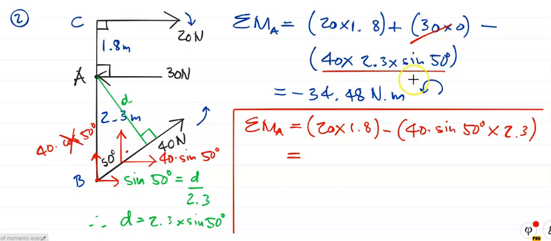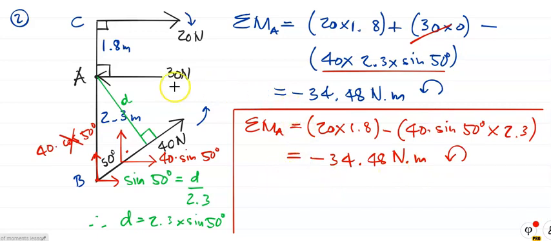Okay. If you want to, you can work it out. But it's going to come to the same answer, which is going to be minus 34.48 Newton meters. And that's the size of the moment. It's negative. So that means that lever BC is going to want to turn anti-clockwise.